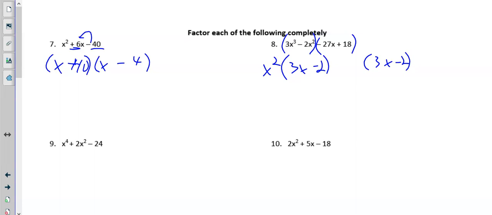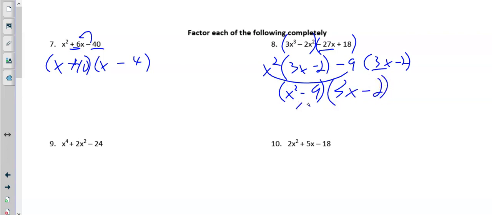Now, just divide this. What do I need to divide this by to get this? Okay, well, negative 27 divided by negative 9 will give me 3. Hook those two up, x squared minus 9. But be careful, because x squared minus 9 can go one step further. Difference of squares, x plus 3, x minus 3, and then 3x minus 2 tags along.